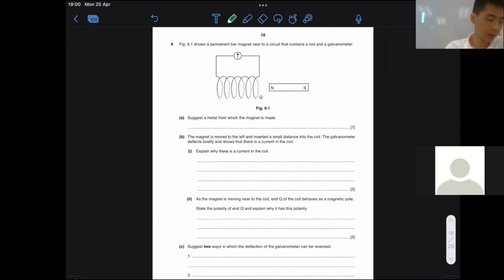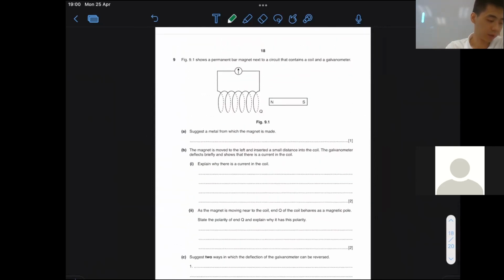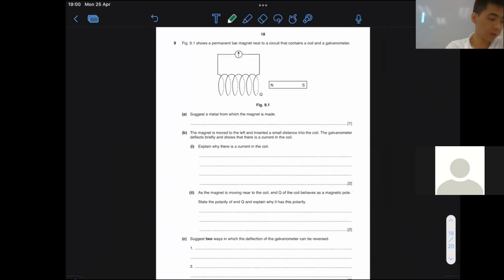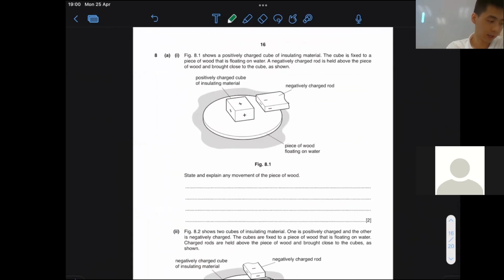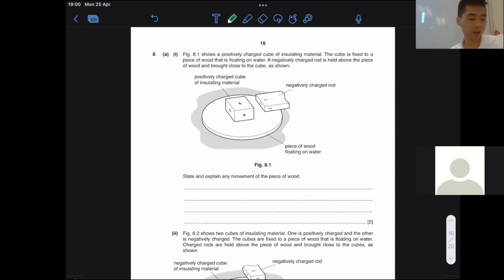Okay. I like this question a little bit. Question 8, this one, A1. What happened here? You tell me. What will happen? Yeah, why? So you're going to say that the positive piece of wood will move towards the negatively charged rod because the opposites attract. Right.